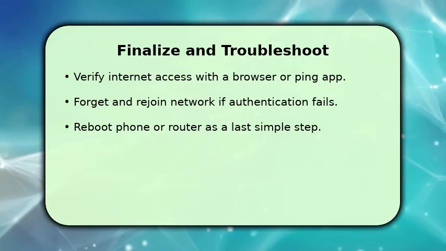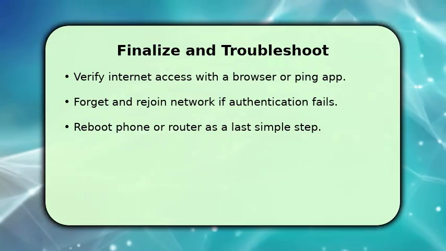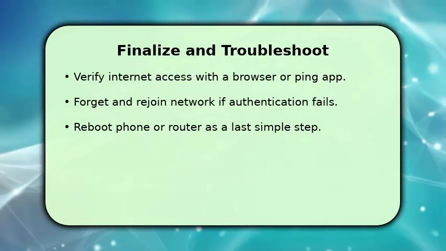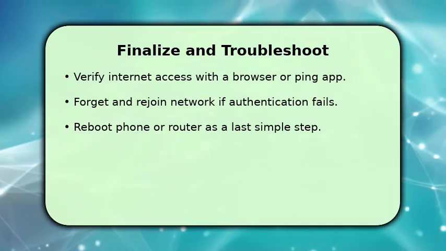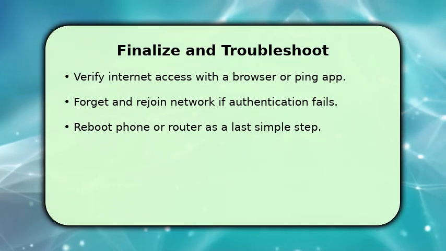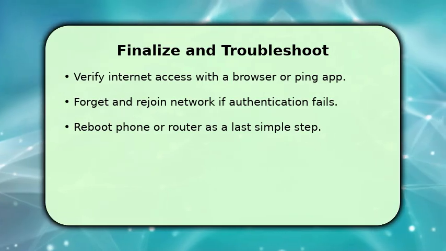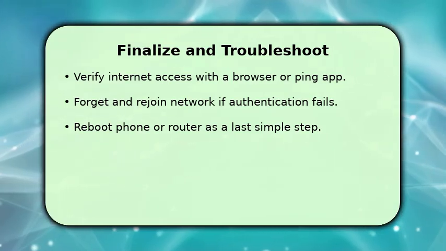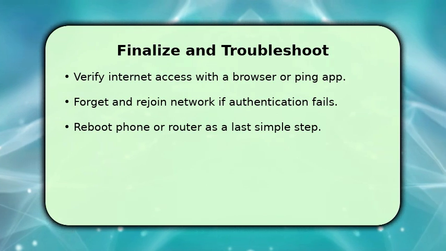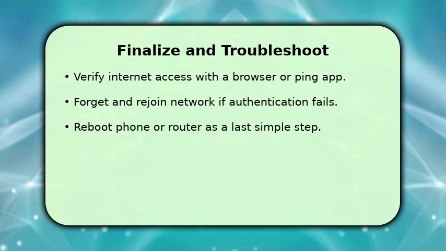If problems persist, restart your phone and router in that order. This refreshes DHCP leases and clears transient radio issues. One key troubleshooting tip: switch Wi-Fi off and on to reset the adapter before more invasive steps. That often solves stubborn dropouts.